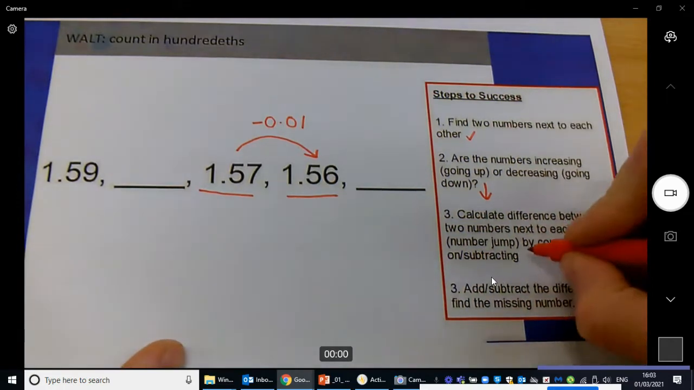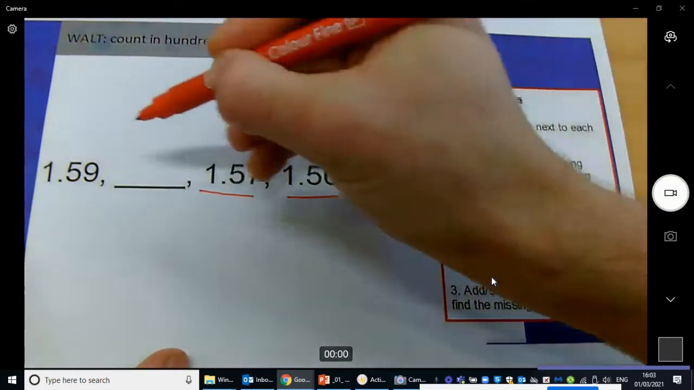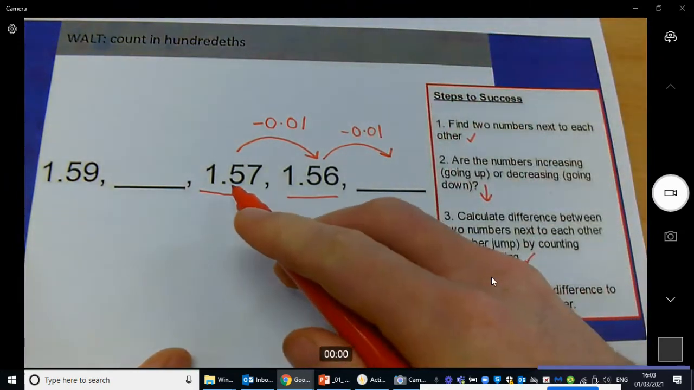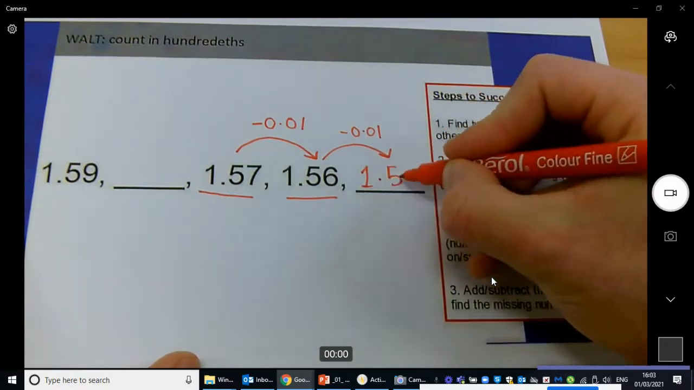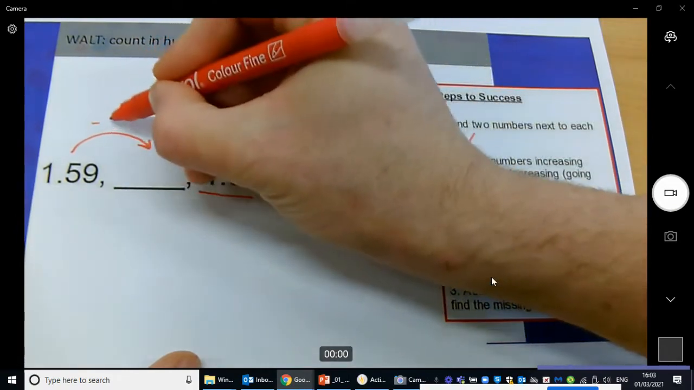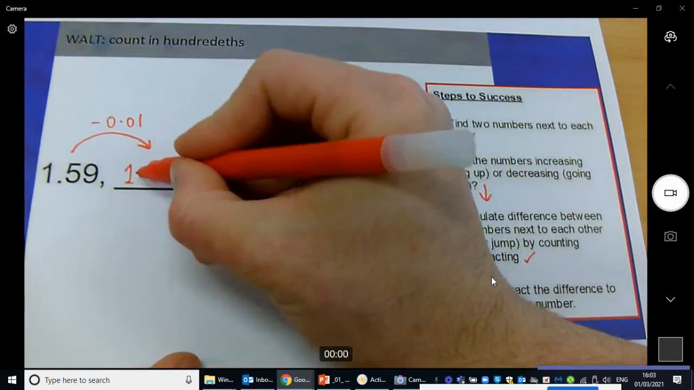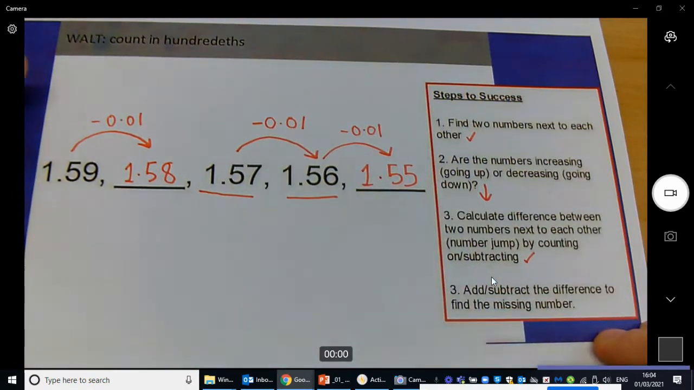Now that I've calculated the number jump, add or subtract that difference, which is 0.01. So I need to subtract that to find the missing number. So in order to get this one here, I need to subtract 0.01. So 1.57, 1.56, 1.55. And then we need to do the same from this one here. Subtract 0.01. What's that going to be? 1.58. And we can see that that works really, really nicely.